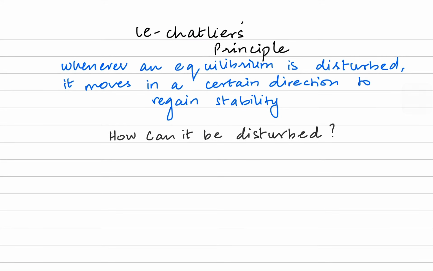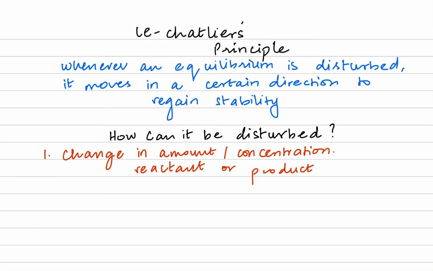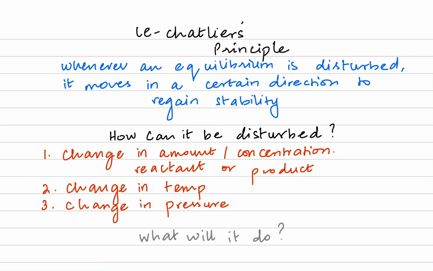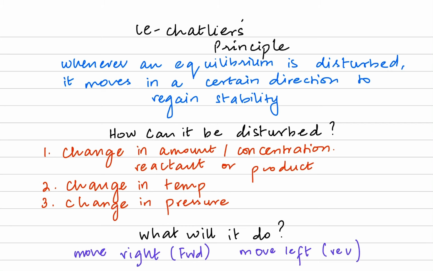So how can it be disturbed? It could be disturbed by change in amount or concentration of reactants or products, change in temperature, or change in pressure. What will happen? Either it goes to the right doing the forward reaction or towards the left doing the reverse reaction. So what happens when there's a change in concentration?